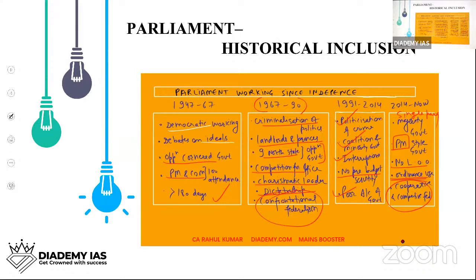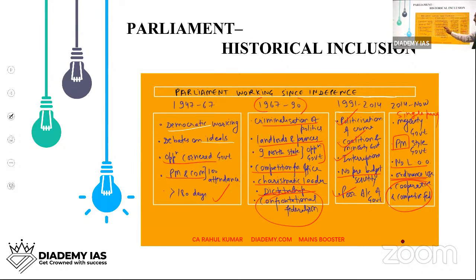Between 1947 to 1967, there was a high ideal time. There were debates on the ideals. The prime minister and other ministers, all of them were freedom struggle fighters, freedom fighters. So they were debating on the ideals. The opposition, even if very small, was able to corner the government. ठीक है. But now there is no opposition. Even if there is a small opposition, the opposition is not able to play an effective role. So you can compare what happened at the time of independence and what is happening now.